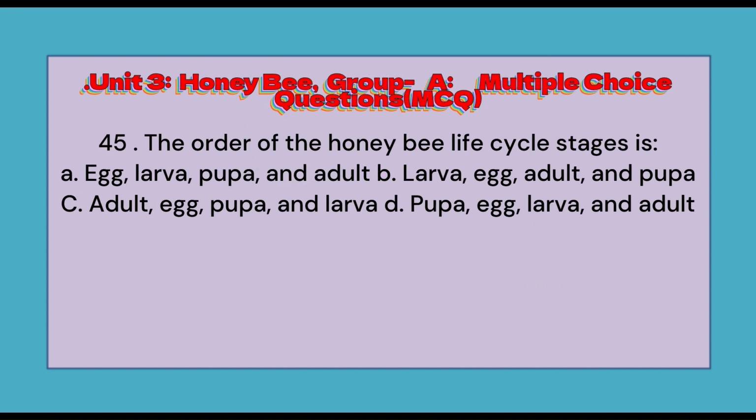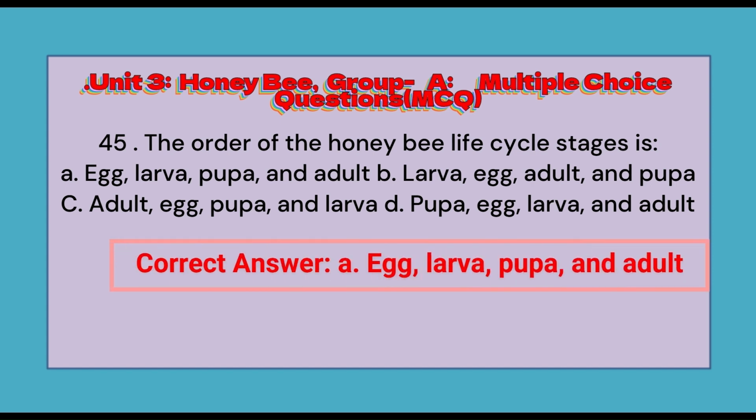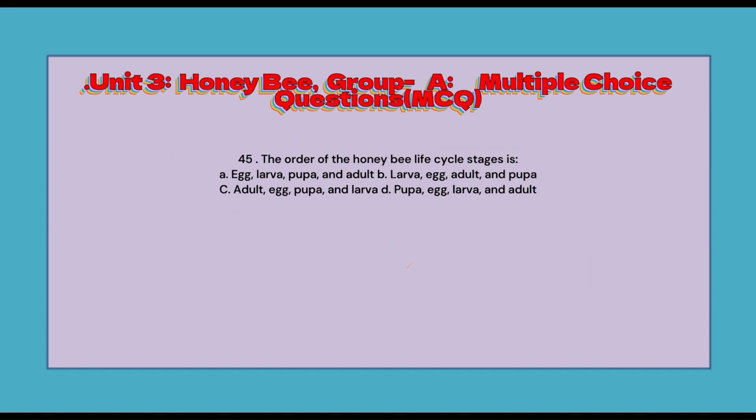45. The order of the honey bee life cycle stages is: A. Egg, larva, pupa, and adult. B. Larva, egg, adult, and pupa. C. Adult, egg, pupa, and larva. D. Pupa, egg, larva, and adult. Correct answer: A. Egg, larva, pupa, and adult.